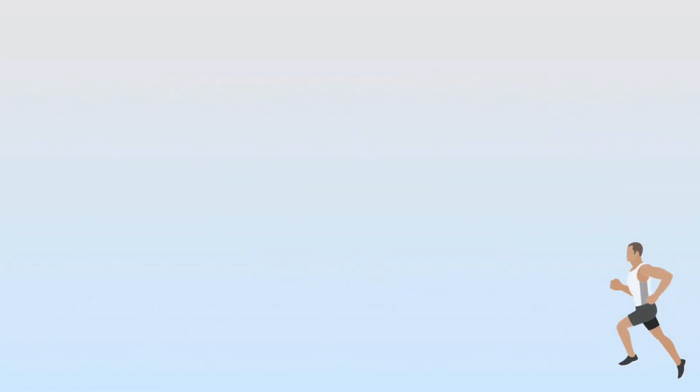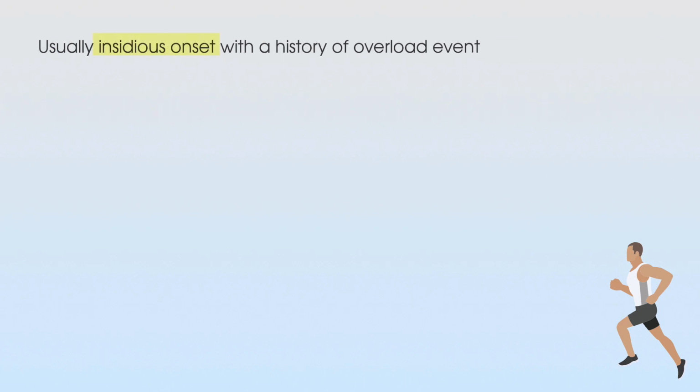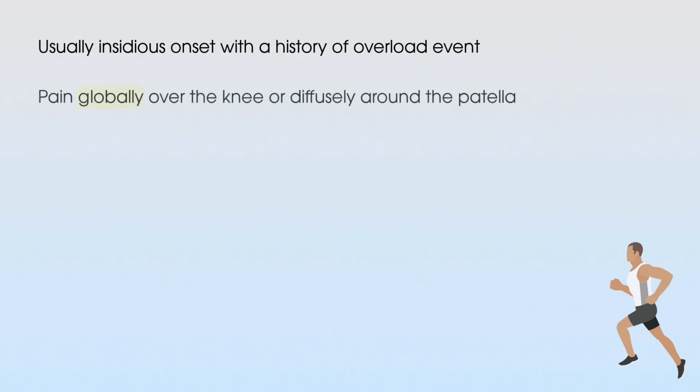For example, patients usually present with an insidious onset, i.e. no specific trauma, with a history of overload. So they've been increasing their running distance, they've been changing their running plan, and this overload has led to an increase in their pain. They might describe pain globally over the whole knee, and sometimes they'll be struggling to pinpoint exactly where it's painful. Other times, your patient may point to around the kneecap itself or perhaps either side of it to explain their pain area.